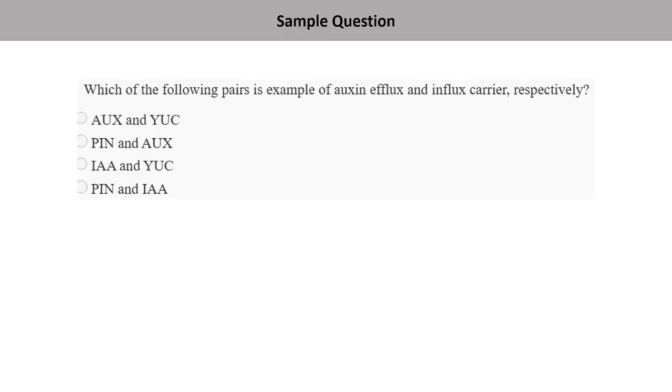So the next question is, which of the following pairs is an example of auxin efflux and influx carrier respectively? The options are AUX and YUC, PIN and AUX, IAA and YUC, and PIN and IAA. I'll give you some time. Please answer the question if you can.